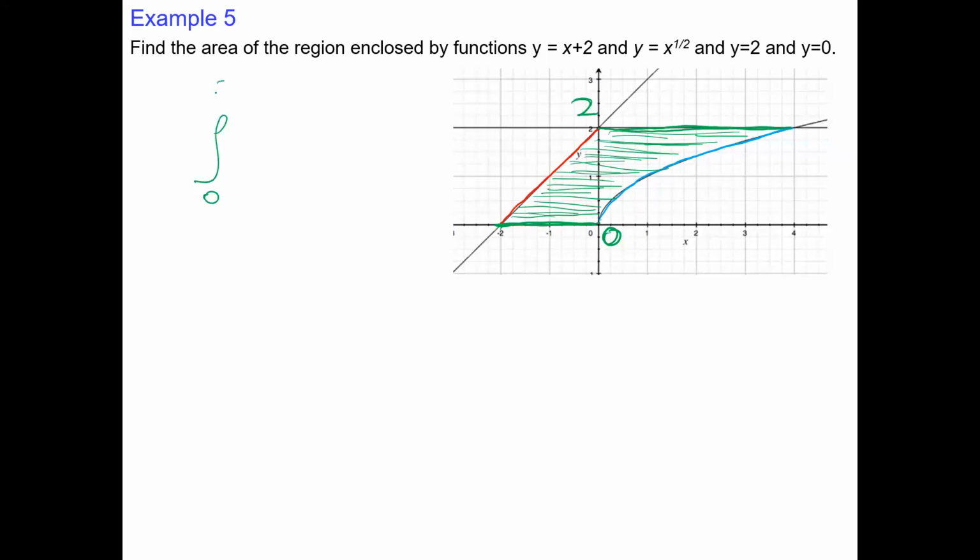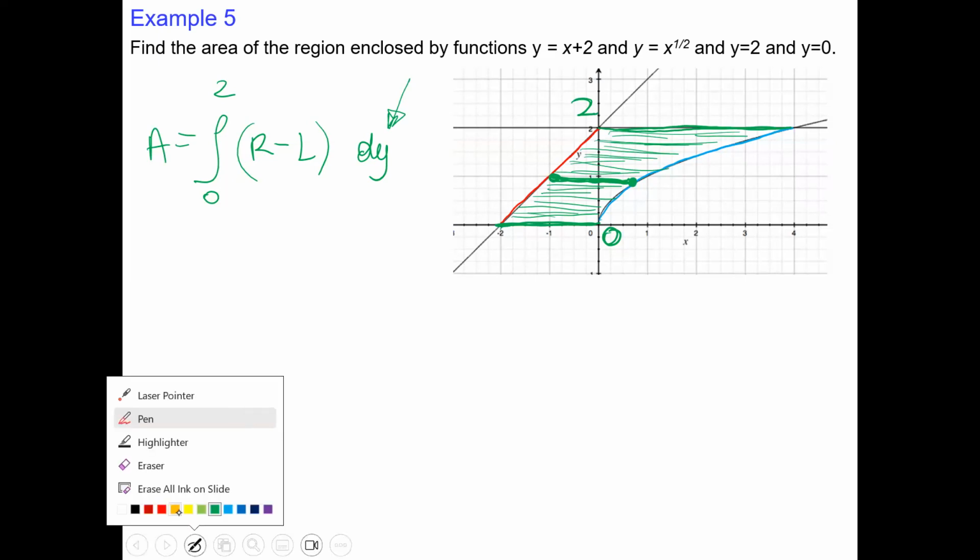It means the integral between 0 and 2 with respect to y. Then we subtract, because we need the length. If we think about the height of the rectangle, in order to get the length of a horizontal line segment, we need the right curve minus the left curve. Then we will have the total. But the right and left curves must be in terms of y, because right minus left will give us a positive value.